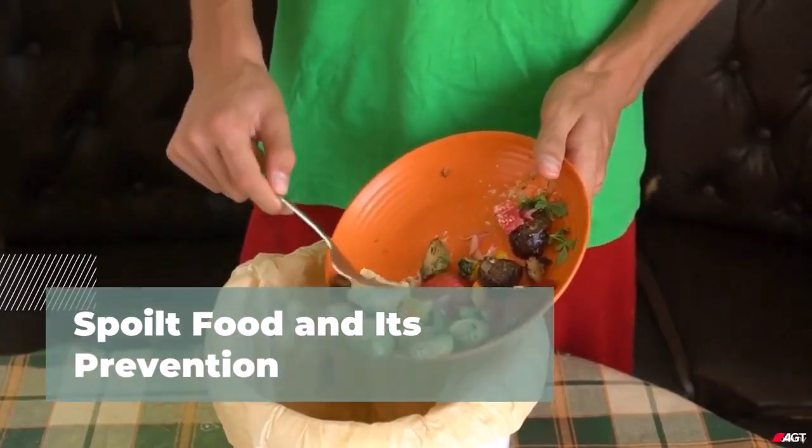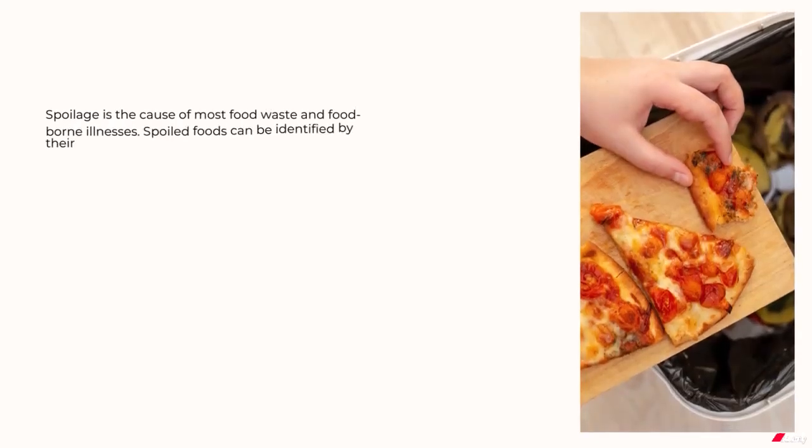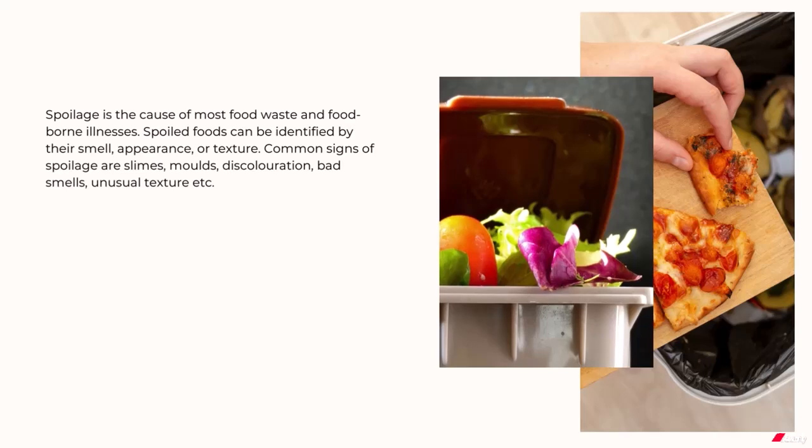Spoiled food and its prevention. Spoilage is the cause of most food waste and foodborne illnesses. Spoiled foods can be identified by their smell, appearance, or texture. Common signs of spoilage are slimes, molds, discoloration, bad smells, unusual texture, etc.